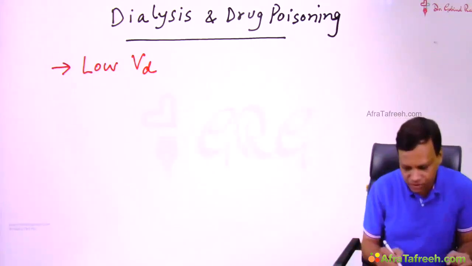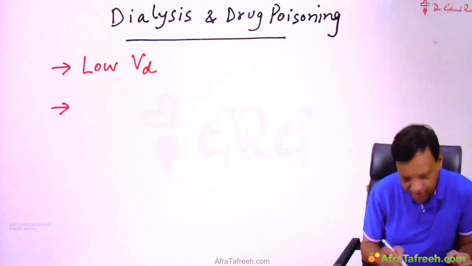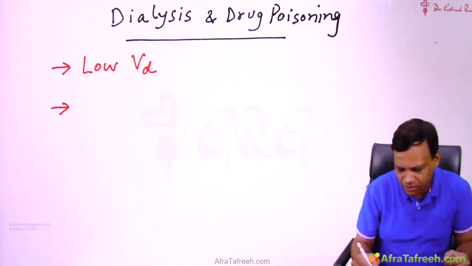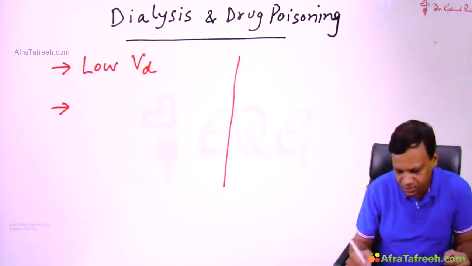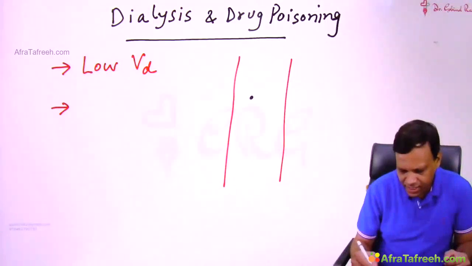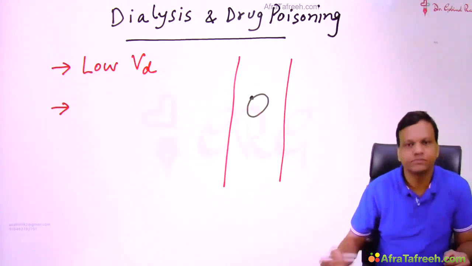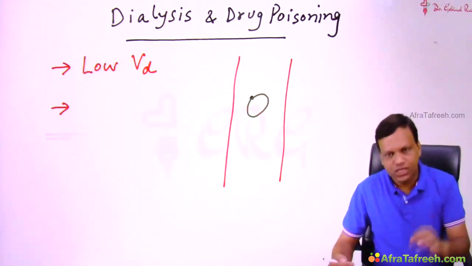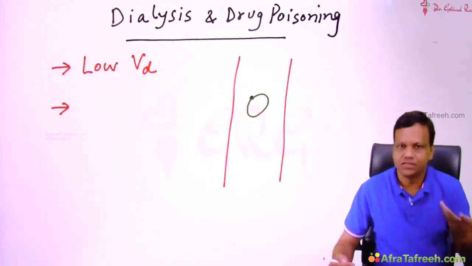Now, the second important thing is, suppose the drug is staying in plasma, but the drug has high plasma protein binding. So this is plasma. Although the drug is staying in plasma, it has high plasma protein binding, meaning it is binding to albumin, etc. And the question is, do we filter proteins in dialysis? The answer is no.